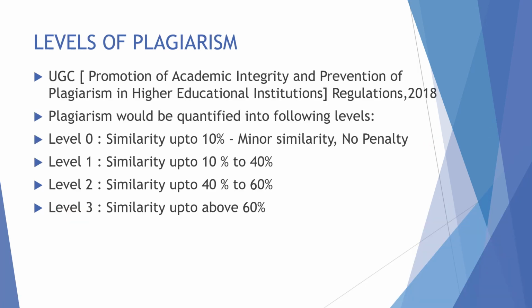We move to the levels of plagiarism. Now, this is specific to UGC. UGC has laid down certain regulations with respect to promotion of academic integrity and prevention of plagiarism in higher educational institutions. So it says these are the levels of plagiarism. Level 0 is similarity up to 10%, minor similarity, no penalty. Level 1 similarity is 10 to 40%. Level 2 similarity is 40 to 60%. Level 3 similarity is above 60%.